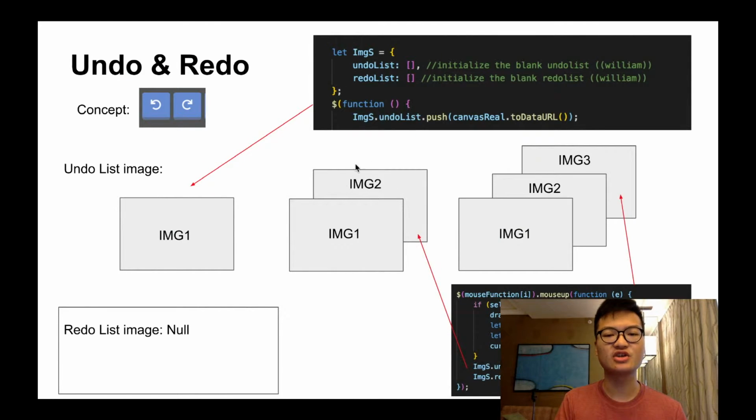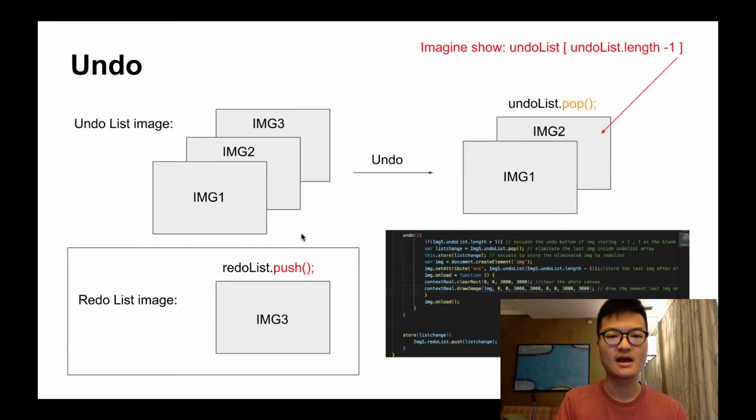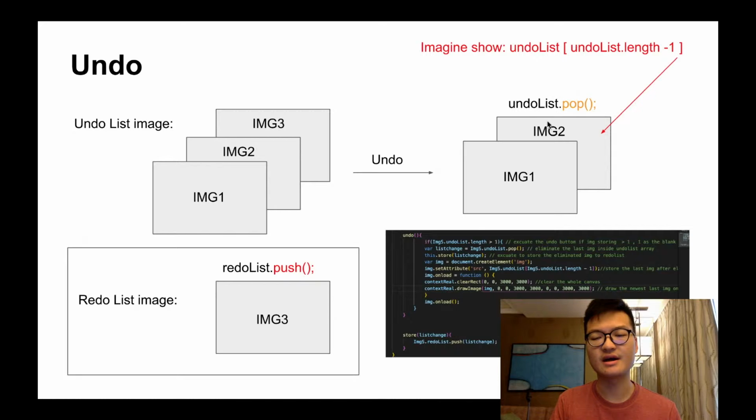That means we have the second image and the third image. Then, if we want to show image 2 again, we have to remove image 3. So we use the pop method to remove image 3, and image 3 will be stored into the redo list. Maybe we will use it later. And for our setting, the canvas will show the last image of the undo list, and this time the last image is image 2. That means we show back the previous image.